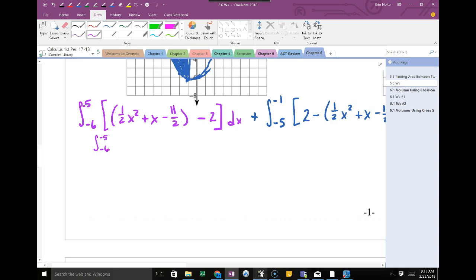Okay, can I combine my like terms on my purple? Okay, so what is -11 halves minus 2? So 2 would be the same as 4 halves. So it's -11 halves minus 4. So -11 minus 4, 15 halves dx.